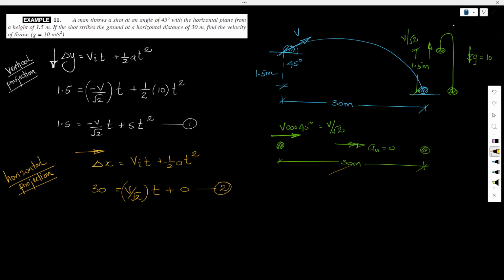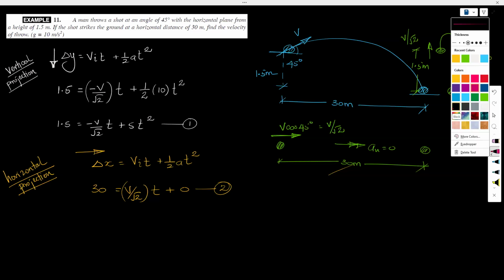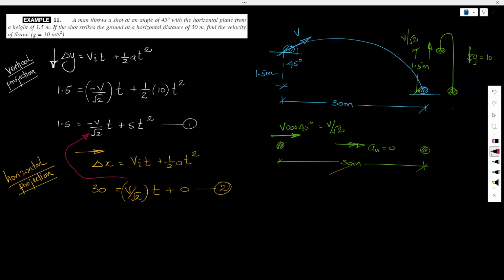I do have the v by root 2 times t in the first equation. This part is right here, so I can substitute for that part. I will get 1.5 equals minus 30 plus 5t squared. So this will go to the other side, and we get 31.5 equals 5t squared. So t equals the square root of 31.5 divided by 5, which is 2.5 seconds. So the time of flight is 2.5 seconds.